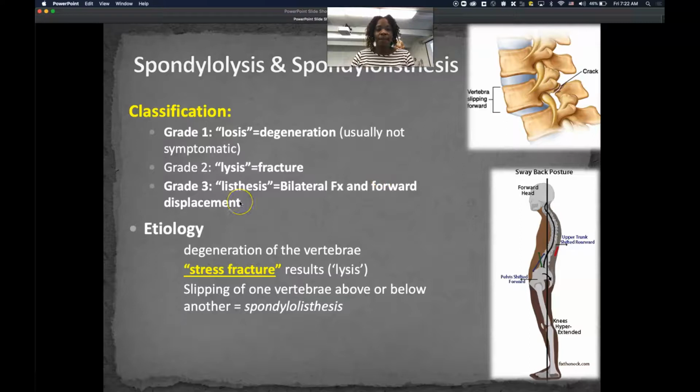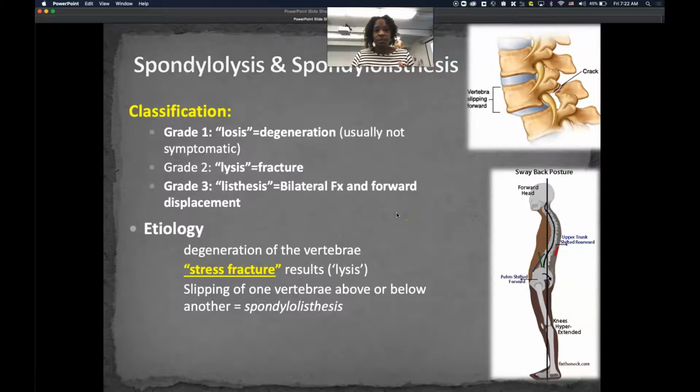And then last but not least, we have a grade 3, which is the worst case scenario, and that's a spondylolisthesis, okay? And essentially what happens is you have this kind of bilateral fracturing, which leads to, can you guys see this? The slipping of the vertebral body anteriorly, okay? Because there's nothing to hold it. There's nothing to hold it back.